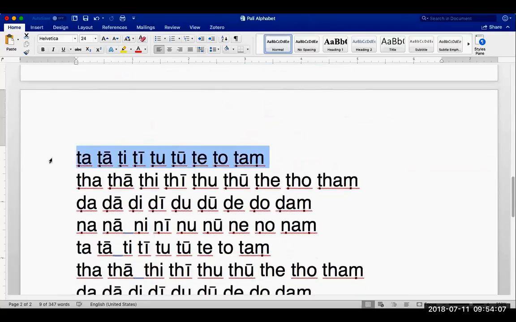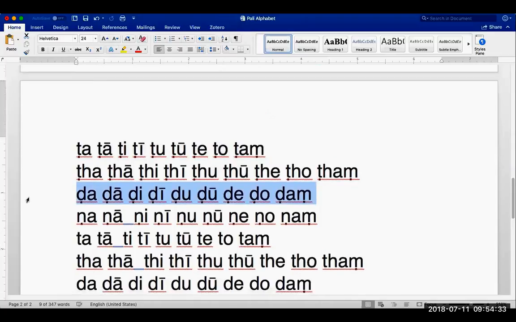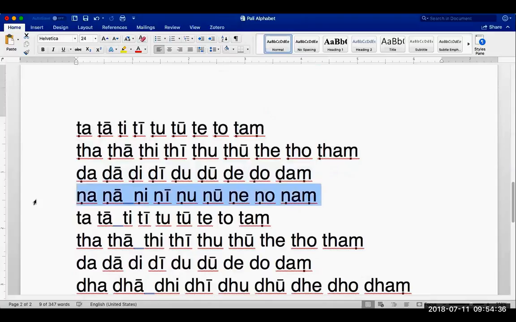Ta, ta, ti, ti, tu, tu, te, to, tang. Da, da, di, di, du, du, de, do, dang. Na, na, ni, ni, nu, nu, ne, no, nang.